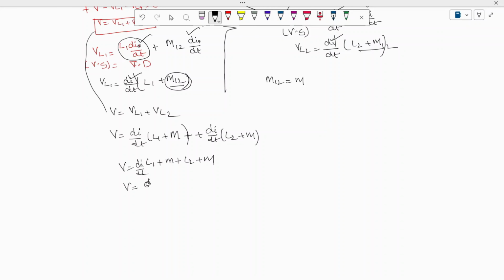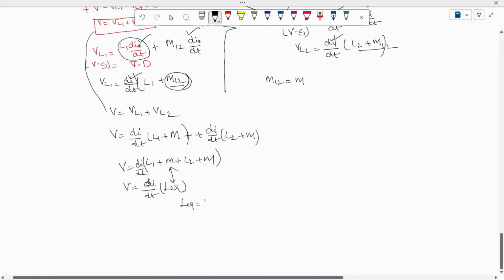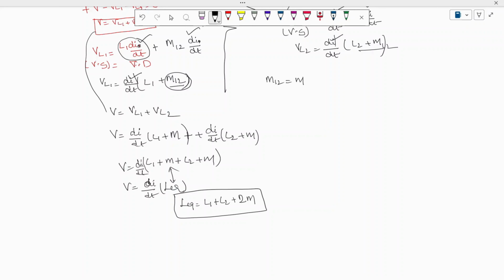Therefore, generally the voltage across an inductance I can write as L into di by dt, where this I am going to call the equivalent inductance. Comparing these two values, L equivalent is L1 plus L2 plus 2M. This is very important. This is the total inductance due to the series connection of coils.